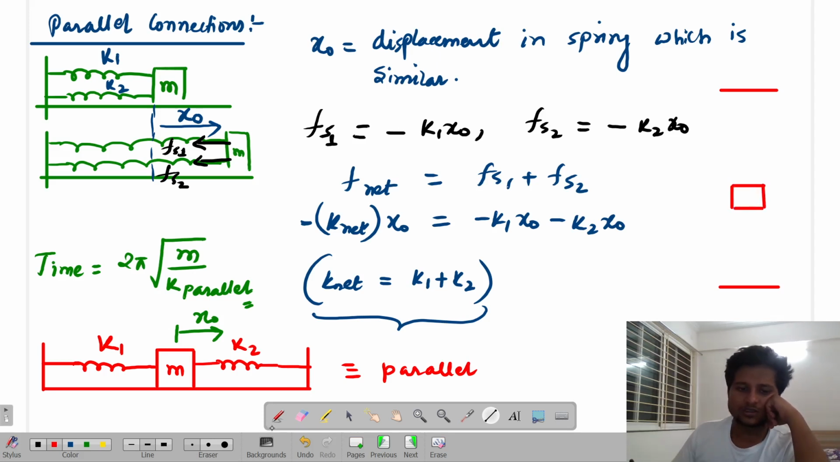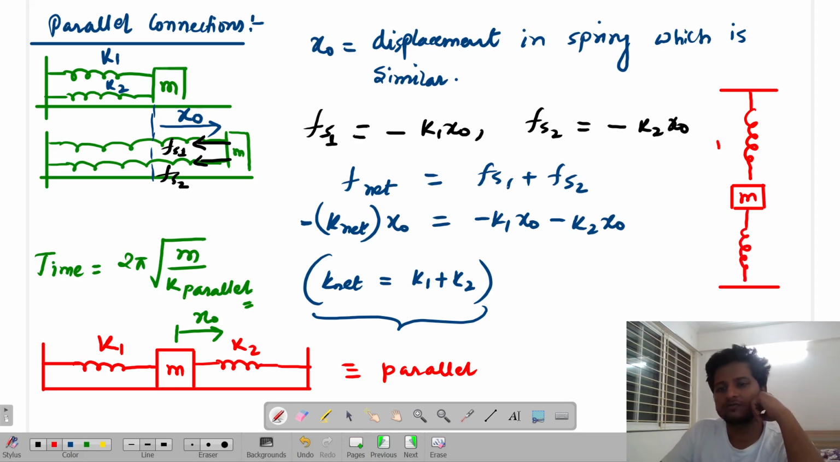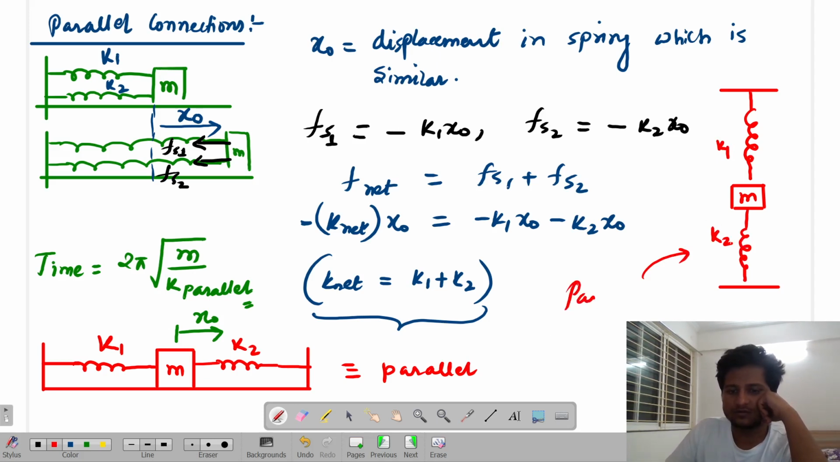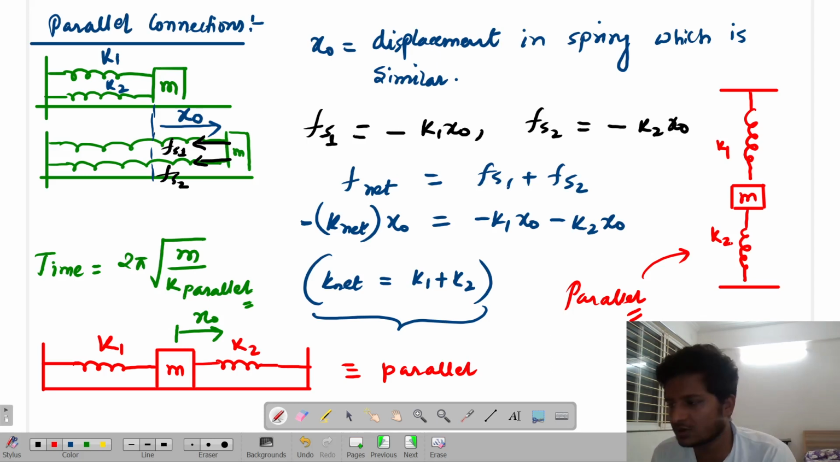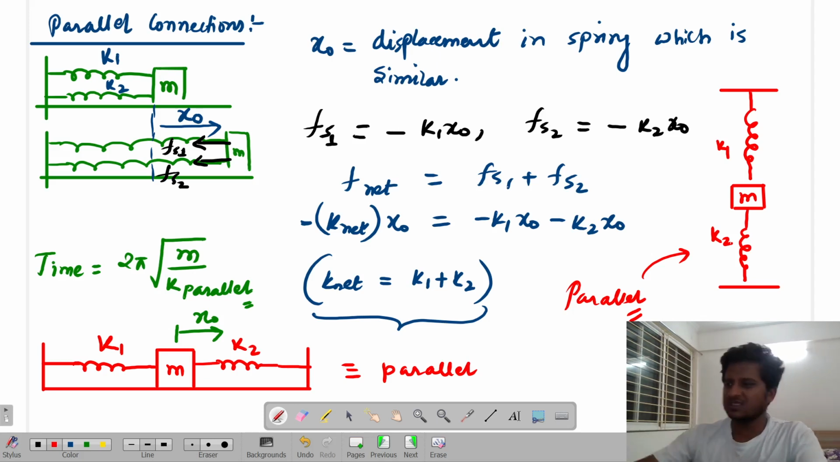Let's suppose there is a vertical arrangement of spring. Then this is also an example of which kind of connection? Parallel. This is also a parallel kind of connection. Are you able to get me or not? Is that clear? So let us try to solve some questions regarding that.